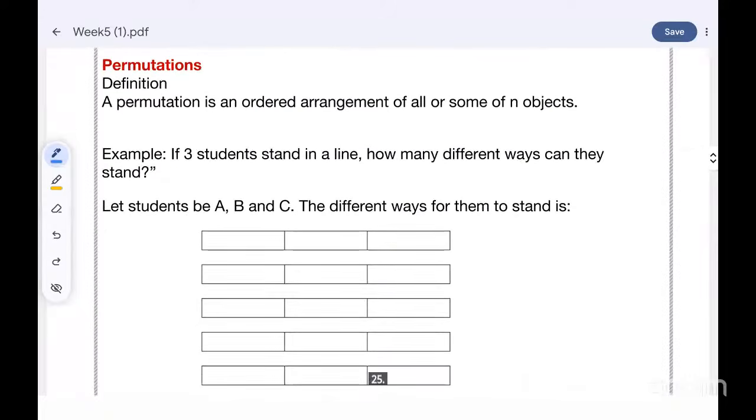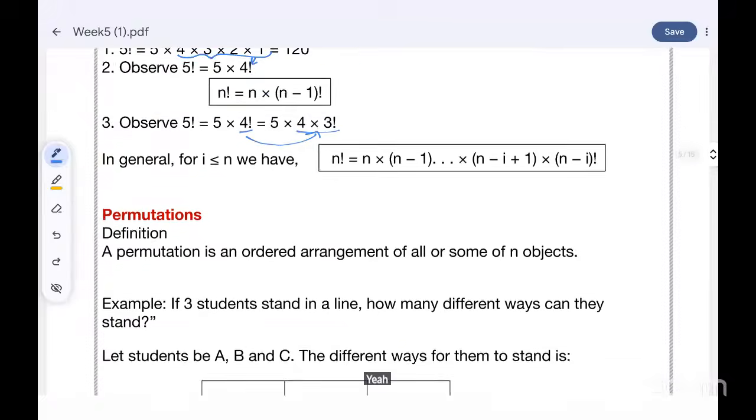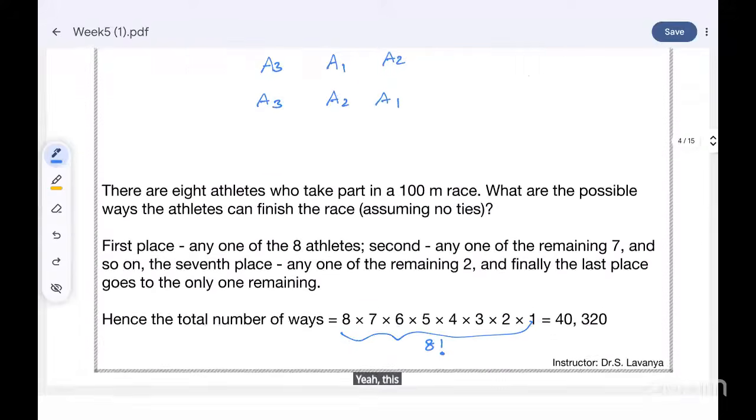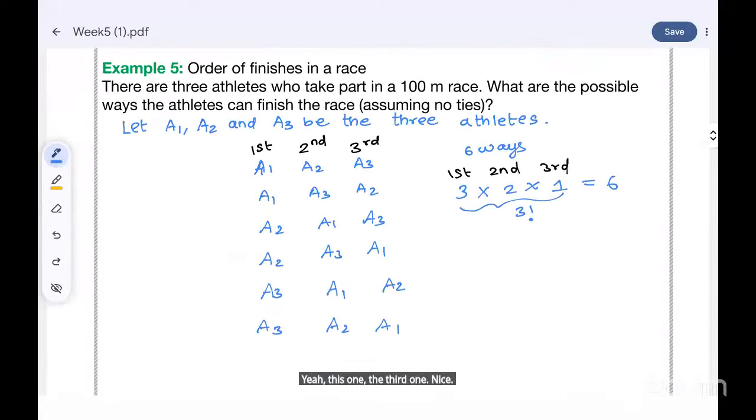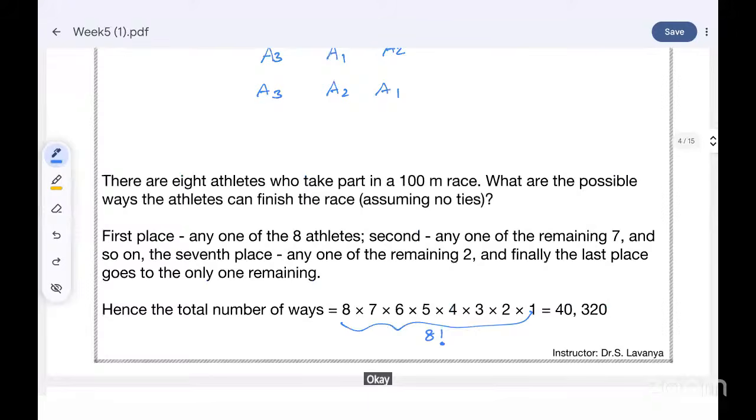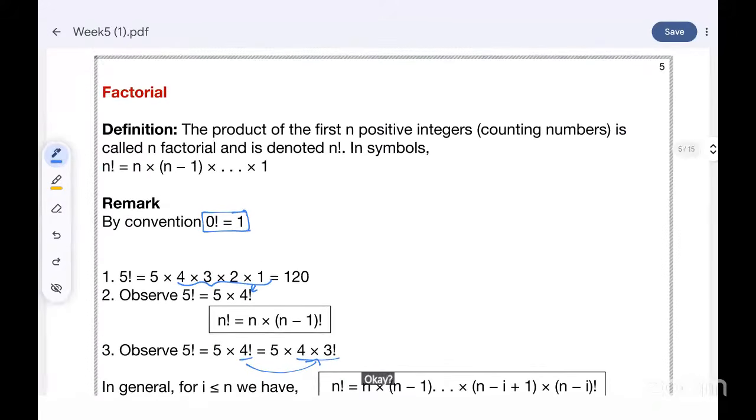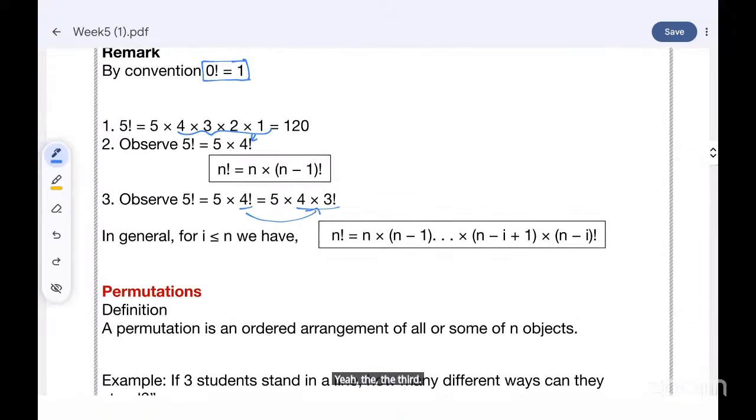Ma'am, I have a question. Can you just go up? Yeah, this one, the third one, the formula. Can you scroll down? Yeah, the third. After the third observation, in general, for i less than n, we have n factorial. Can you explain that one, ma'am?